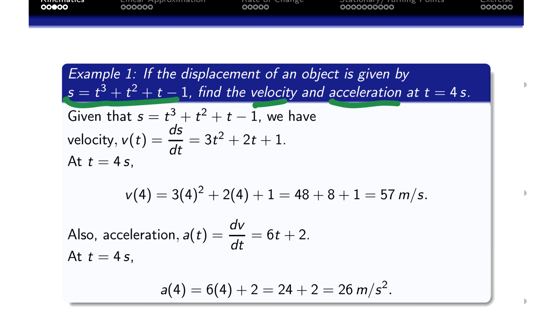So to get the velocity, you differentiate that expression. To get acceleration, you differentiate the expression you would get for velocity. And of course, we need to find that at time t equals 4 seconds. That means you put 4 seconds into each of the expressions you get, and you get what you need to get.